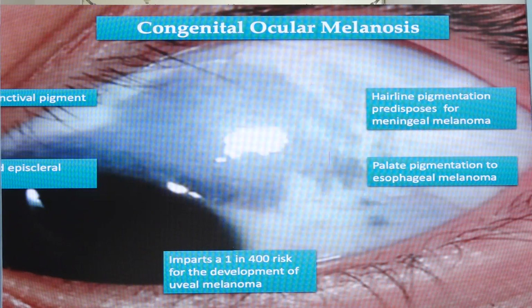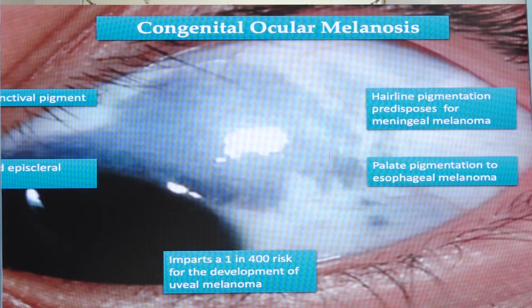Why are these lesions important? Generally 2-3 year old patients might come to you with this kind of a lesion, that there is some pigmentation happening. You need to dilate this patient once a year to see the retina properly, because they have a 1 in 400 risk of having a uveal mass in such cases. Of course, you do look for hairline pigmentation and palatal pigmentation, because this is a congenital mass and the pigmentation could be anywhere.